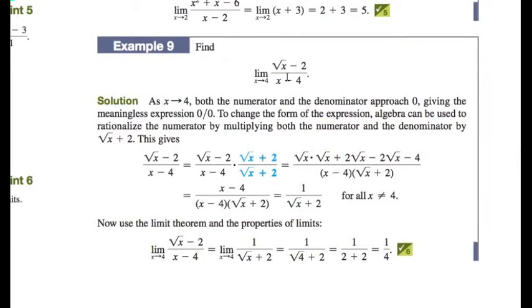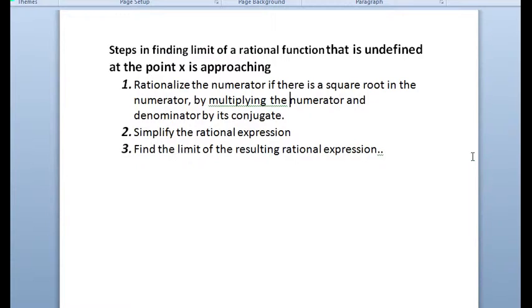So this tells me that I have to use the procedure that we just mentioned. This tells me that I'm going to have to rationalize the numerator if I have a square root in my numerator. Then I'm going to have to simplify the rational expression, which means I have to factor my numerator, factor my denominator, and then cancel. And then last but not least, I have to find the limit of the resulting rational expression.